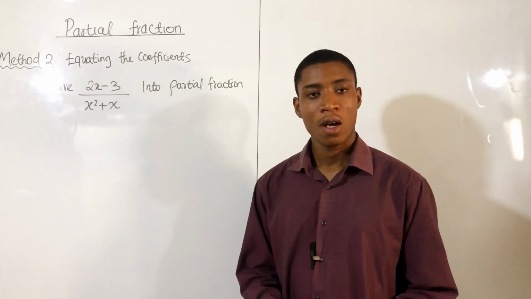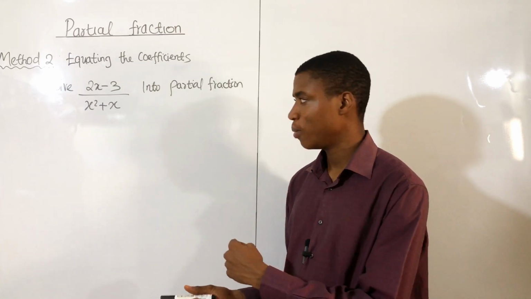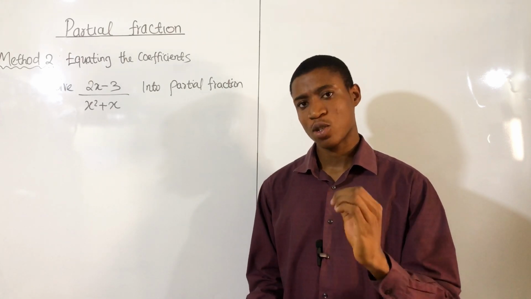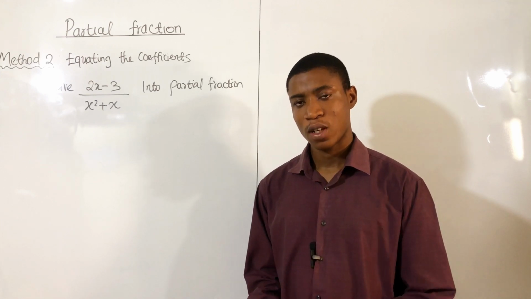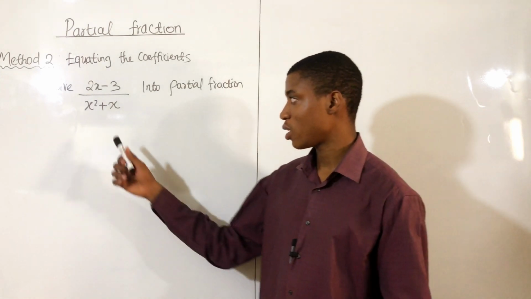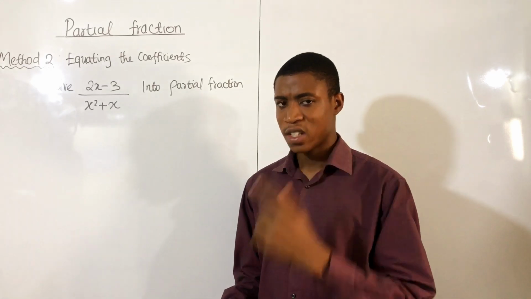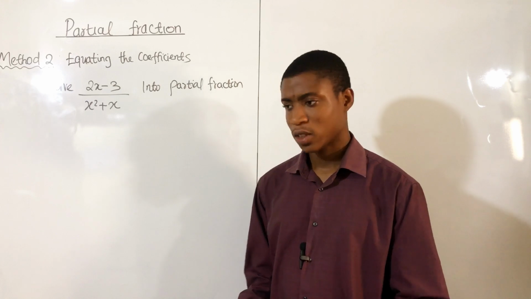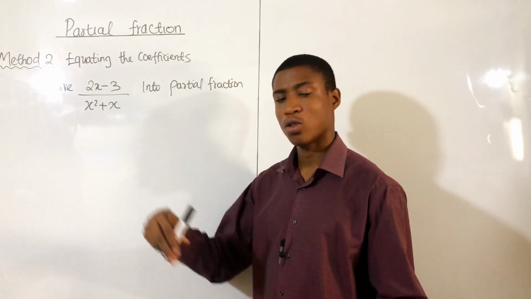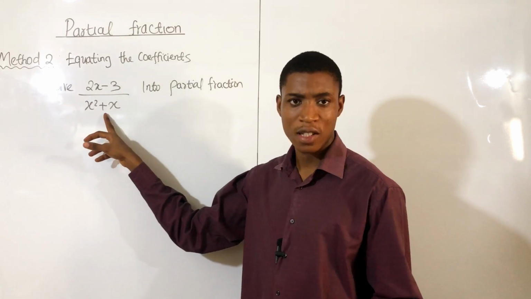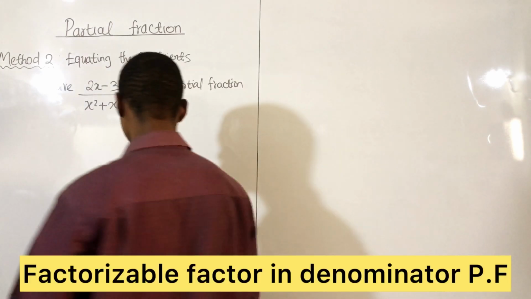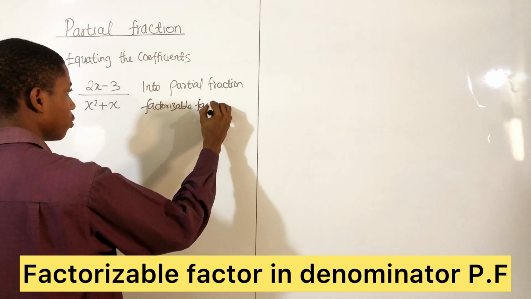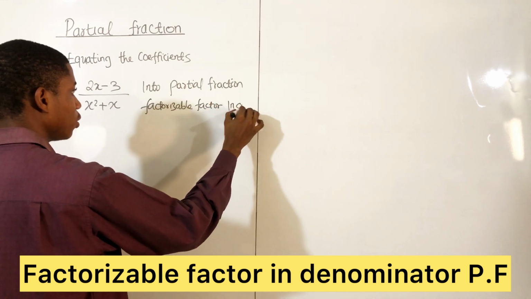Into partial fractions. Before we start that, we must first of all know which type of partial fraction this is. That is based on the emphasis on what? The denominator. In this case the denominator, x squared plus x, is it a quadratic equation or is it factorable? The concept is easy. This is not a quadratic equation, but this is factorizable. So therefore, this is a factorizable in the denominator.